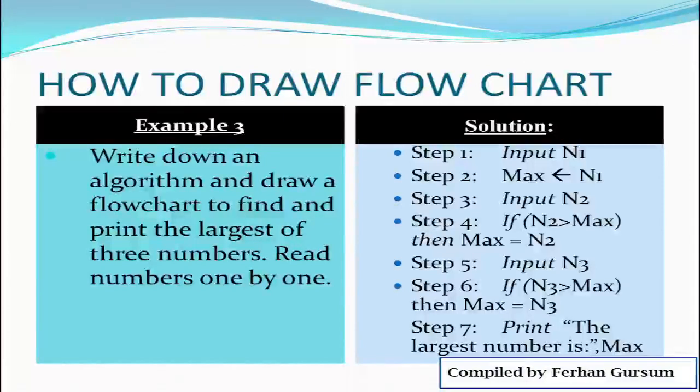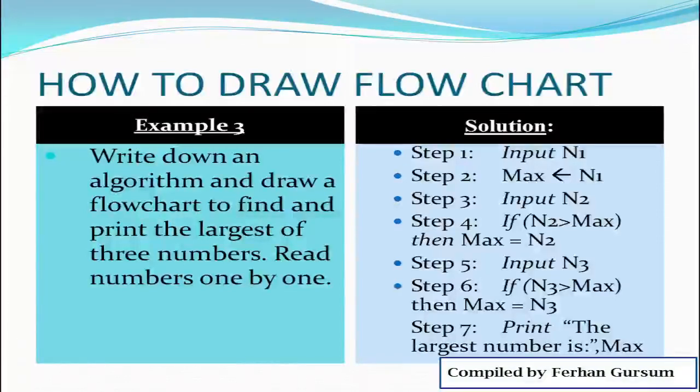On step 6 also we have to check the condition. If N3 is greater than max, now this max contains 2 possible values based on the step 4 condition, okay. If N2 is greater than max, where we already said max is N1, then N2 is the value of max. But if this condition is not true, then the value of max is N1, okay. So we compare N3 with max. Now on step 6, if N3 is greater than max, then we assign N3 to max, and we say max is equal to N3, okay. On step 7 we print: the largest number is max, okay.